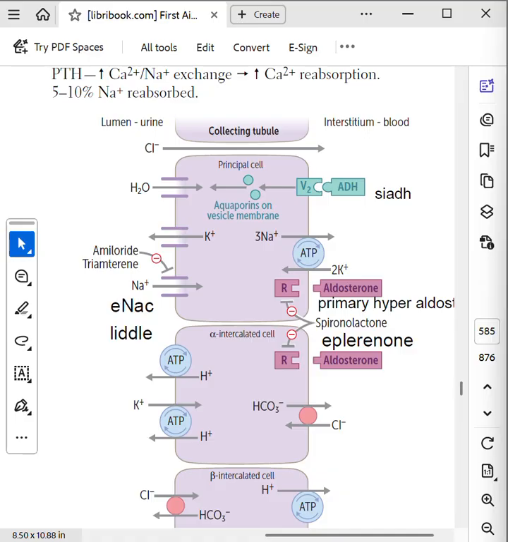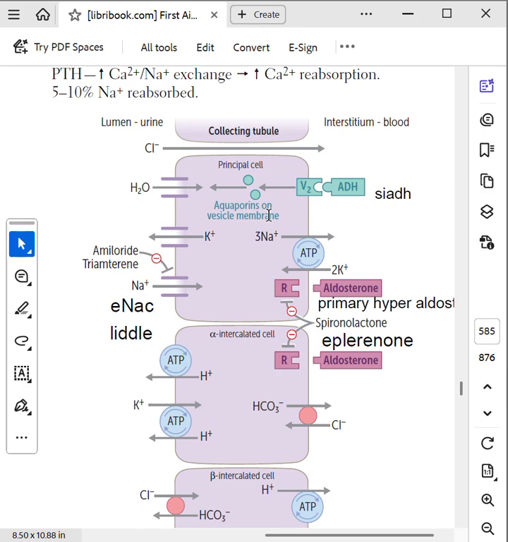You reabsorb sodium via these epithelial sodium channels, then you secrete potassium, and the third thing is you reabsorb water. Now one thing to know here is that water will only be reabsorbed in the collecting tubule via ADH, your antidiuretic hormone. If there is no antidiuretic hormone, you will have dilute urine, because the water will be lost, since the only way that water can be reabsorbed in the collecting tubule is through antidiuretic hormone.